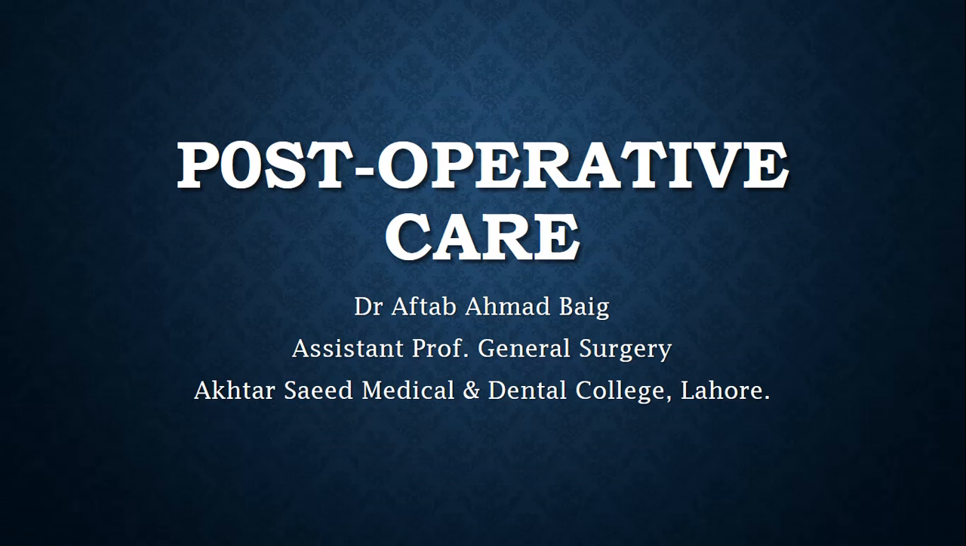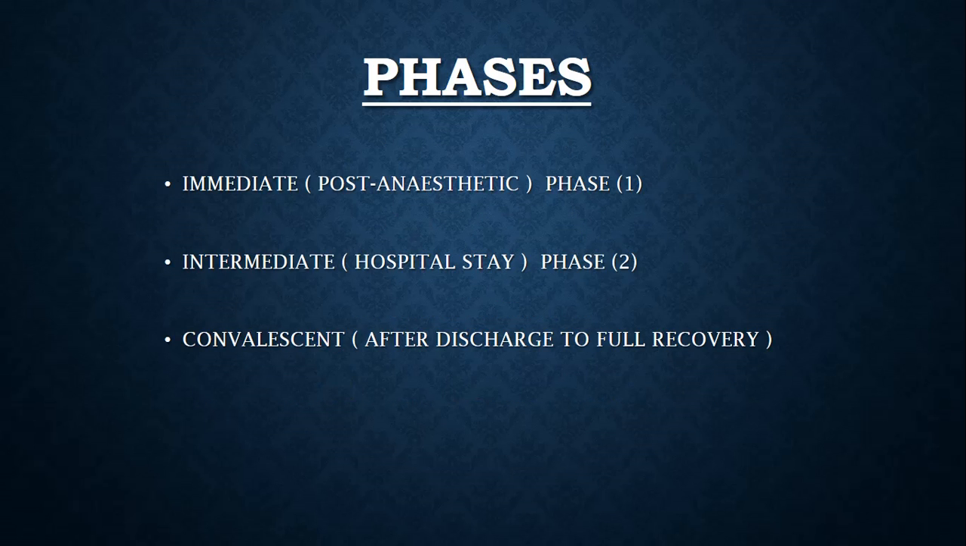Today we're going to talk about post-operative care in surgical patients. Post-op care comprises three phases: immediate, intermediate, and convalescent. The immediate phase, also known as phase 1, is the post-anesthetic phase in the recovery room. The intermediate phase starts from discharge from the recovery room till the patient is discharged from the hospital, comprising the whole hospital stay, that's phase 2. The convalescent phase is after discharge from the hospital till full recovery.